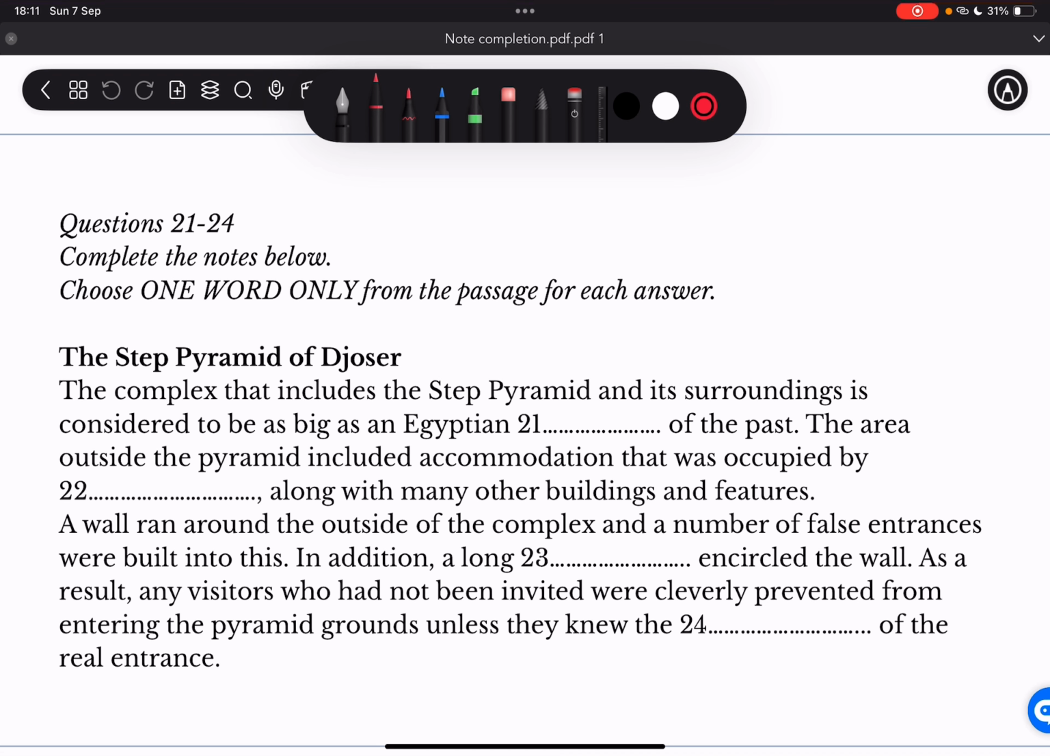So here we've got this question, 21 to 24, complete the notes below, choose one word only, so we cannot write more than one. If we write 2 words, we know that we won't get a point even if the answer is correct. So let's look at the paragraph we are given, the step pyramid of Djoser.